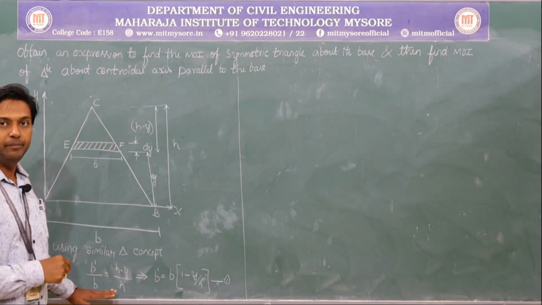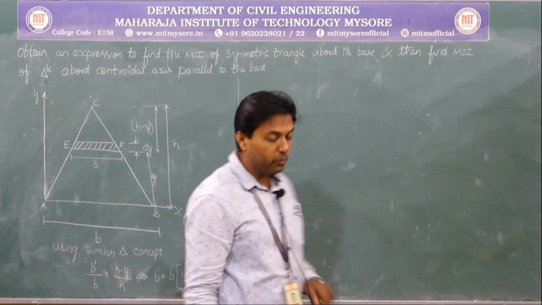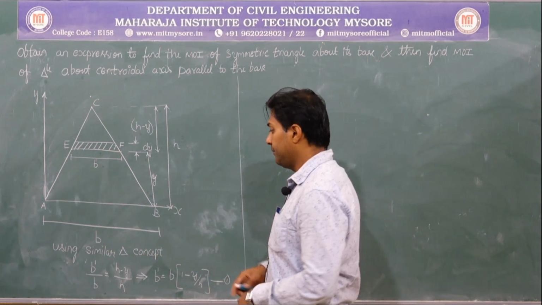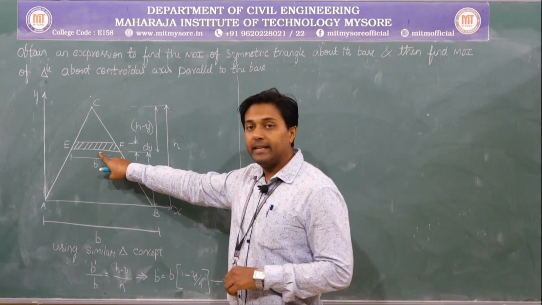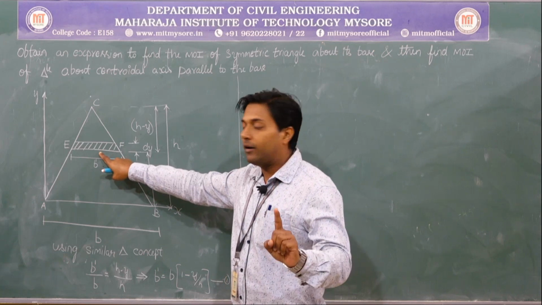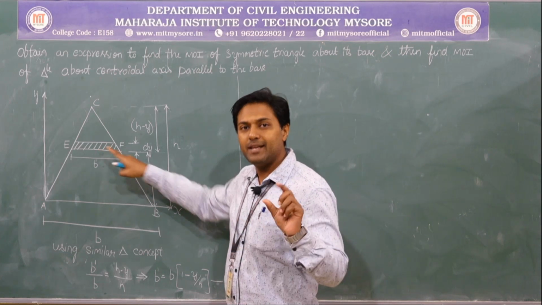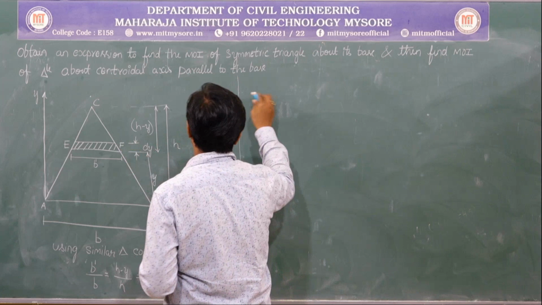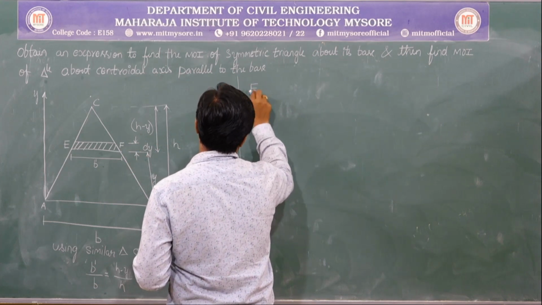So any doubt still here? So next, observe, first let me calculate the elemental area of this strip, that is dA, small dA. So how to calculate the elemental area?